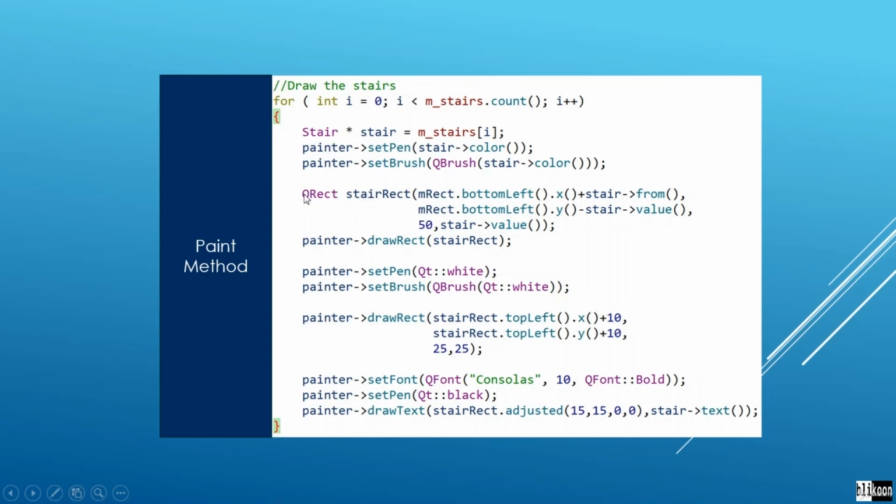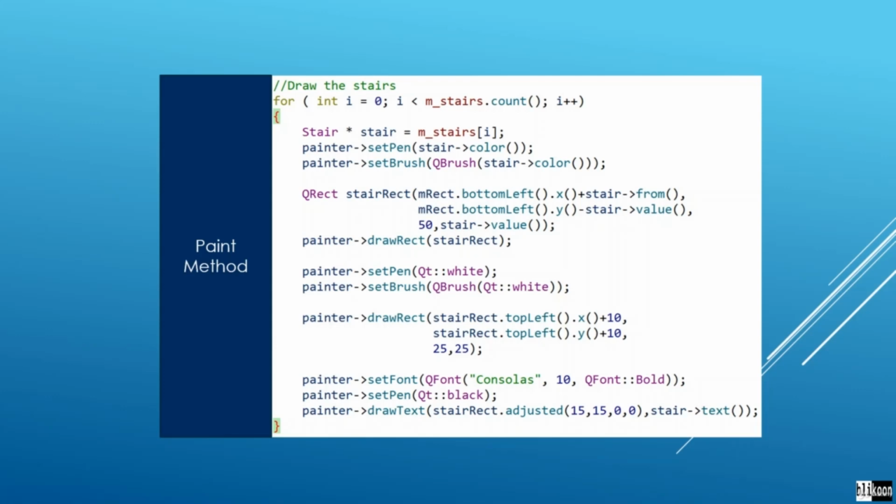The rectangle here is going to be stored in this object, which is called stair rect, and we want to draw it. After we do that, we set the color of the pen and the brush to be white. We draw the white rectangle, and we draw it based on the top left corner of the stair rect. It is going to be moved to the right and down a little bit by a 10 distance like this, and it is going to be 25 wide and 25 high. We then set the font and the color, and we draw the text on top of the white rectangle that we just drew here. I know this might look complicated, but it really is easy.